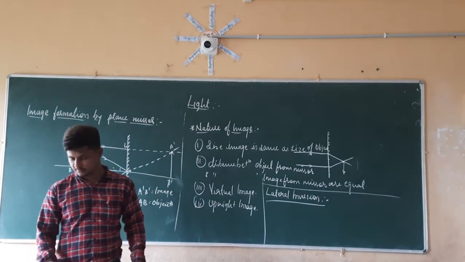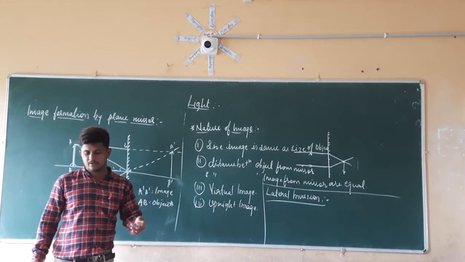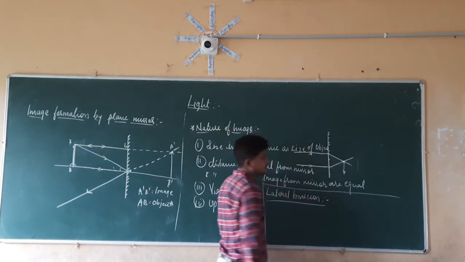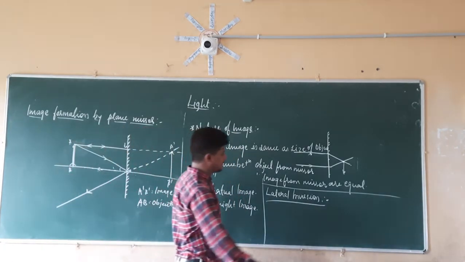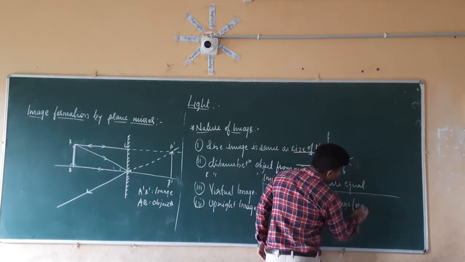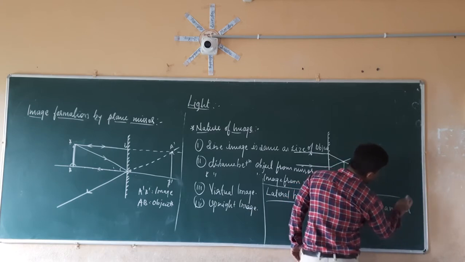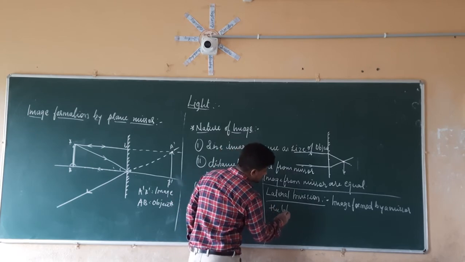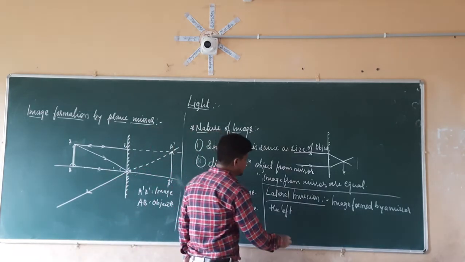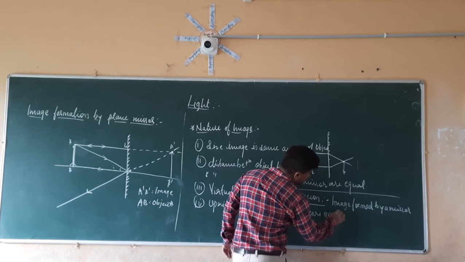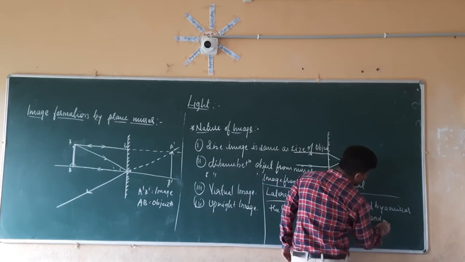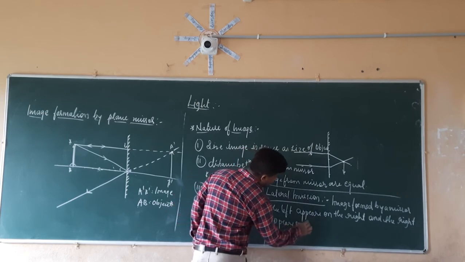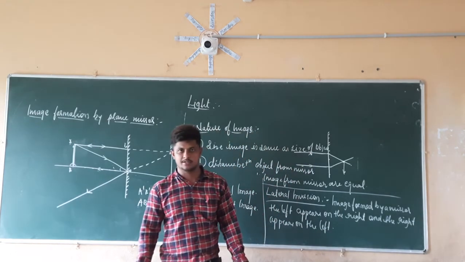So if you want the definition of lateral inversion: in the image formed by a mirror, the left of the object appears on the right and the right of the object appears on the left. This is known as lateral inversion.